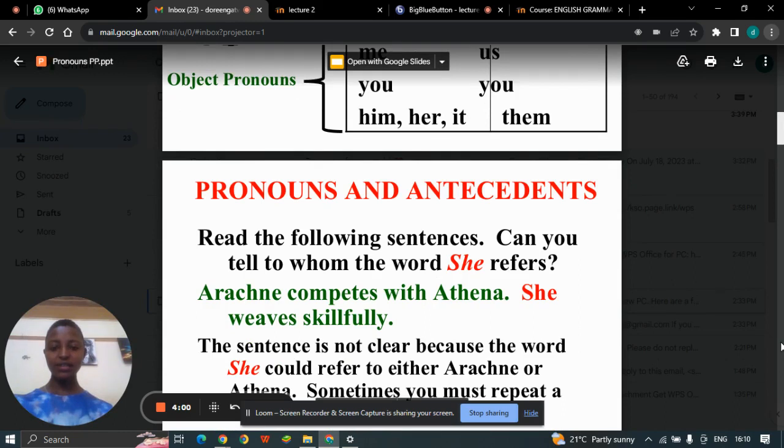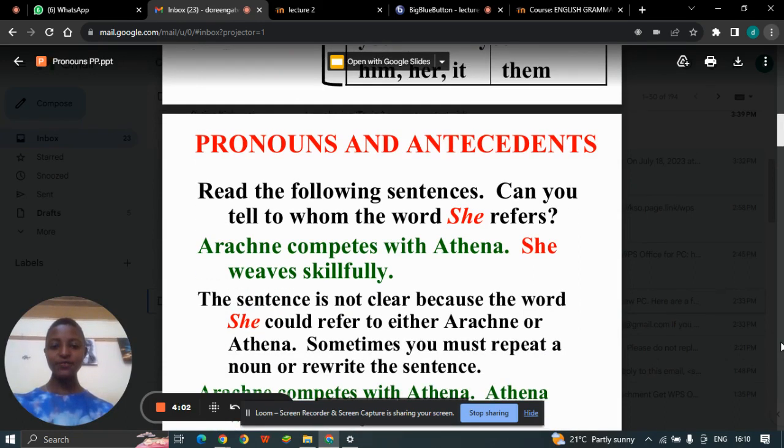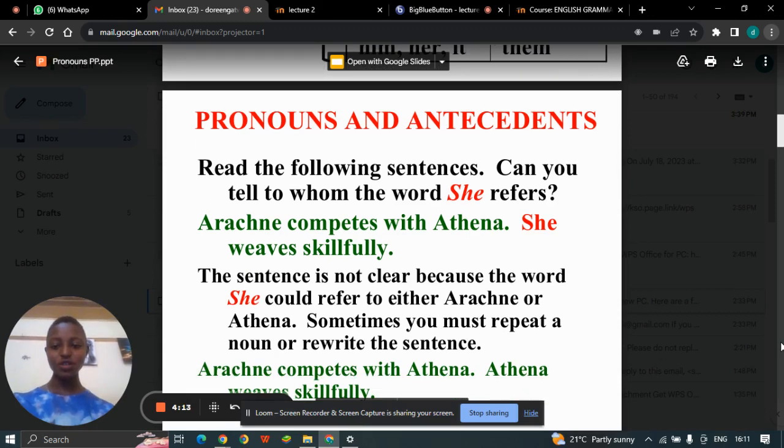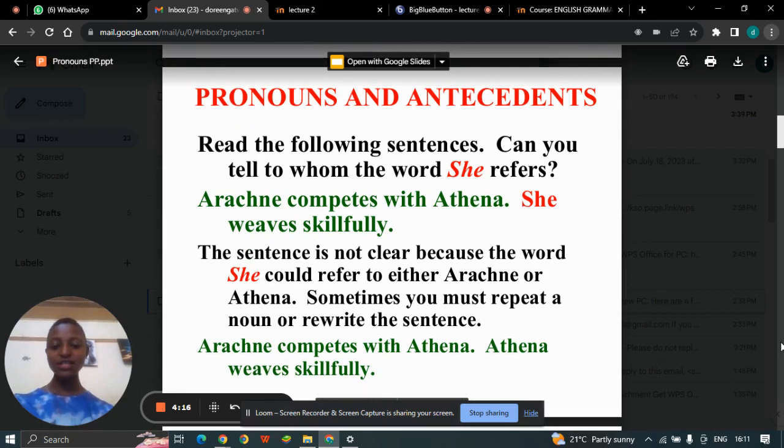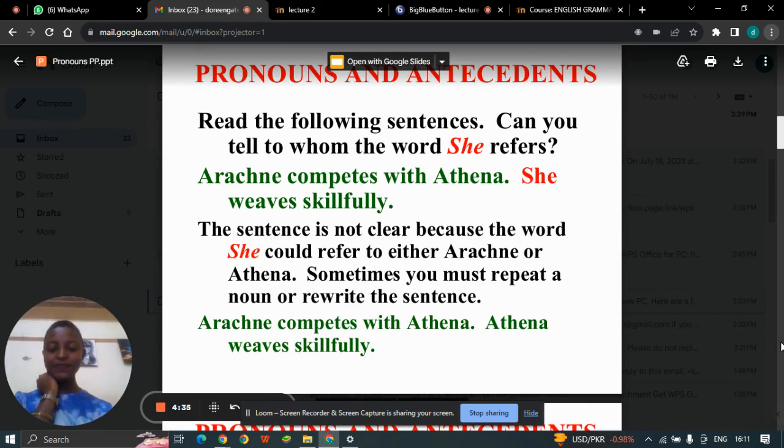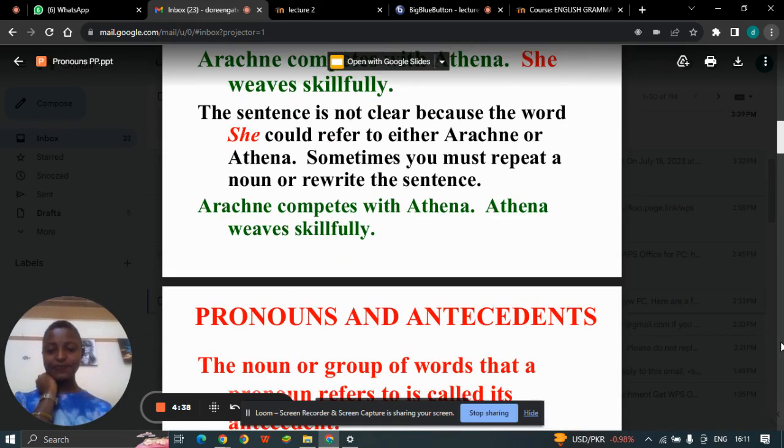Now you have pronouns and antecedents. Read the following sentence. Can you tell to whom the word she refers? For example, Arachne competes with Athena, so she weaves skillfully. The sentence is not clear because the word she could refer to either Arachne or Athena. Sometimes you must repeat a noun or rewrite the sentence. So in this sentence: Arachne competes with Athena, and Athena weaves skillfully.